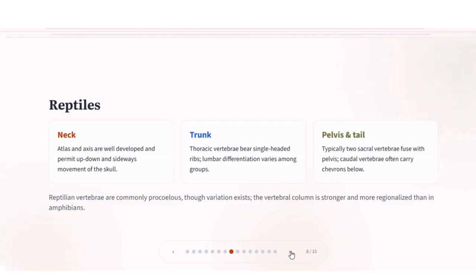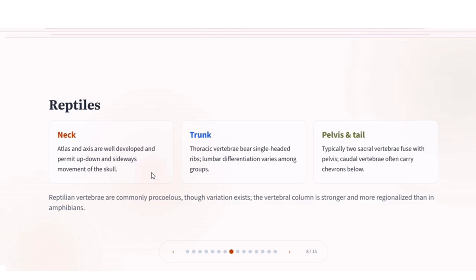Let me talk about the vertebral column of reptiles. In reptiles, the atlas and axis are well developed and permit up, down, and sideways movement of the skull. Thoracic vertebrae bear single-headed ribs. Lumbar differentiation varies among the groups. The pelvic region typically has 2 sacral vertebrae fused with the pelvis.